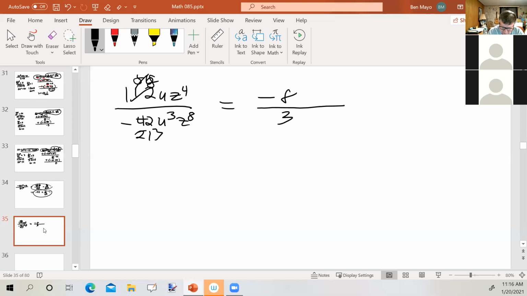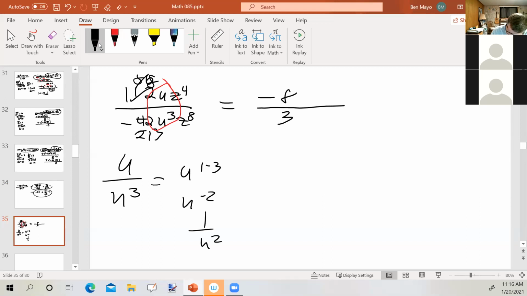Okay. Now, how about u over u cubed? That would be u to the 1 minus 3, which is u to the negative 2, which is 1 over u squared, so u squared on the bottom. Or you could think of, get rid of 1 u on top and 1 u on the bottom, and you've got 2 u's on the bottom.